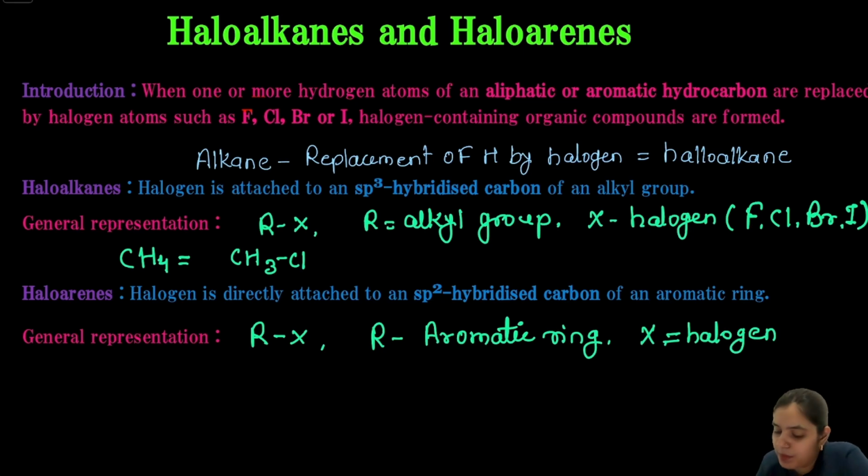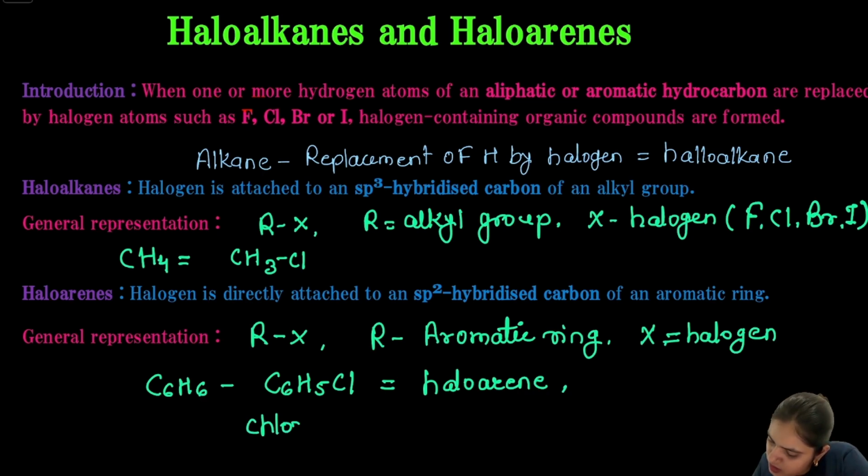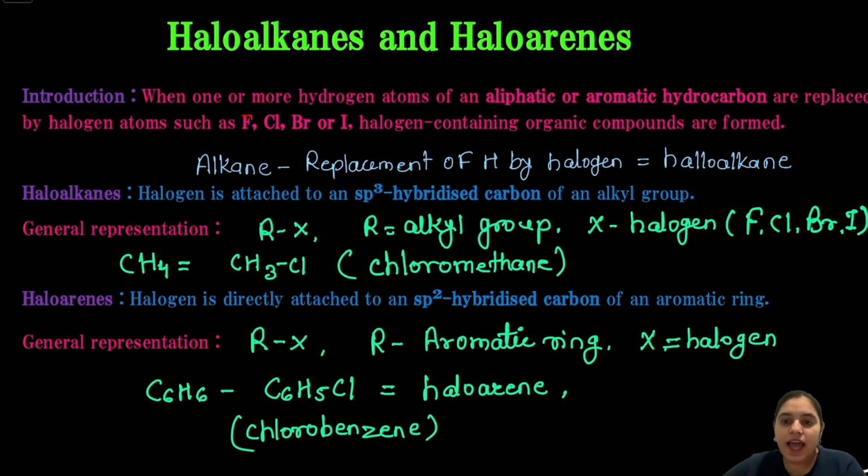Okay. For example, C6H6. When one hydrogen is replaced by chlorine, then it is haloarene. Okay, we can call this chlorobenzene. Okay, this is chlorobenzene. Okay, this is chloromethane. Okay, so in simple way, we can say that in haloalkanes halogen is attached to an aliphatic carbon, and in haloarenes, halogen is directly attached to an aromatic ring.